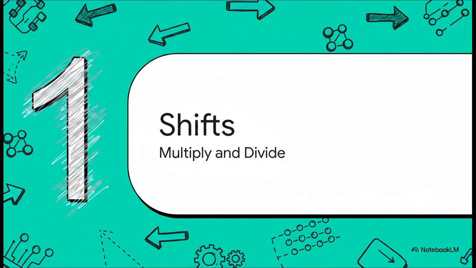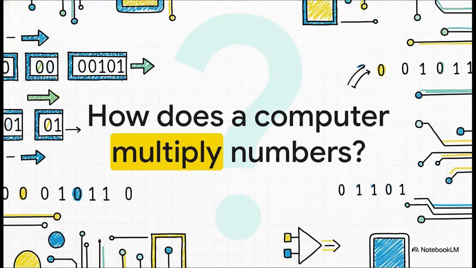All right, section 1, shifts, multiplying and dividing. So I want to start by posing a really fundamental problem. We humans memorize multiplication tables, but how does a computer actually multiply numbers at the raw hardware level? It doesn't sit there referencing some internal mental chart. Instead, it relies on an incredibly elegant, simple solution, binary shifts. By literally just moving zeros and ones left or right, it can perform instant arithmetic.